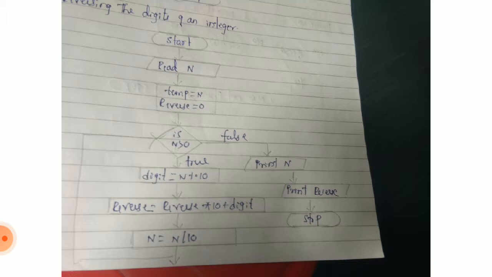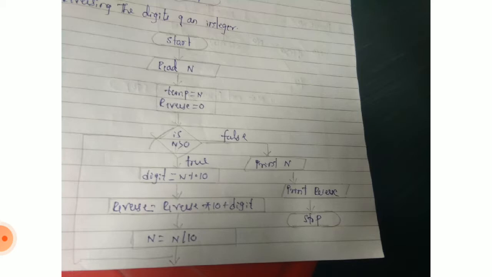So based on the condition, if the condition is true, digit is equal to n mod 10. After that calculate the reverse value, reverse is equal to reverse into 10 plus digit. After that n is equal to n slash 10. Now here you can observe, after executing this statement, it goes again to the condition. Until the condition becomes false, repeatedly these three statements are executing. Understood? Once the condition is false, it will not execute any of these three statements.